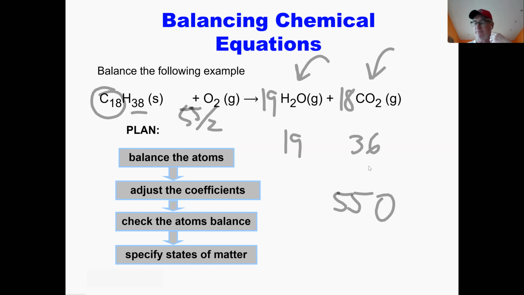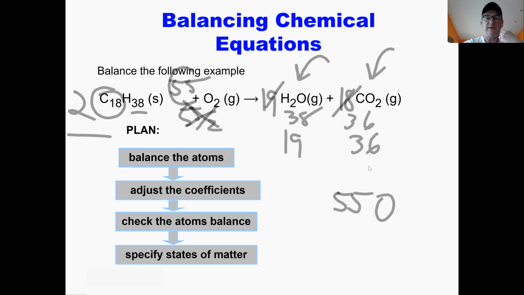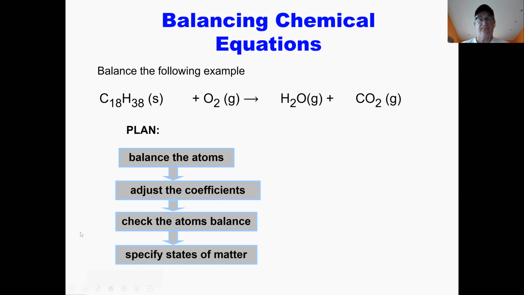Multiply everything by 2. So we multiply this by 2, we multiply this by 2, we multiply that by 2, and we multiply this by 2. And we're left with 2, 55, 38, and 36. So that's basically how we go about with that. Most of you got that one right. Great job.